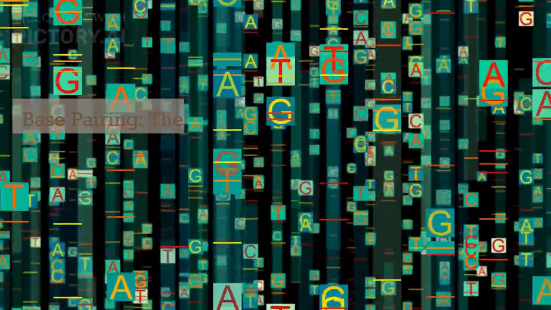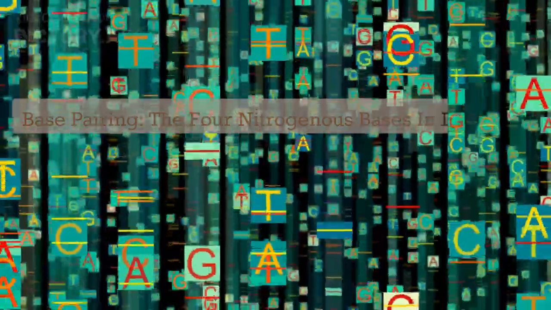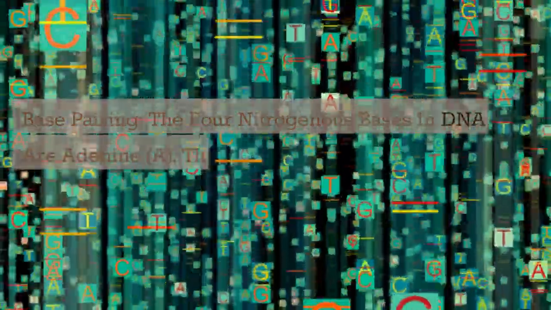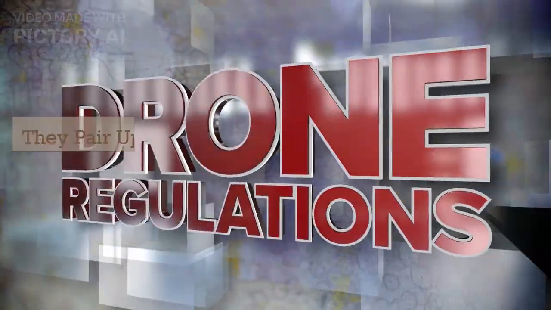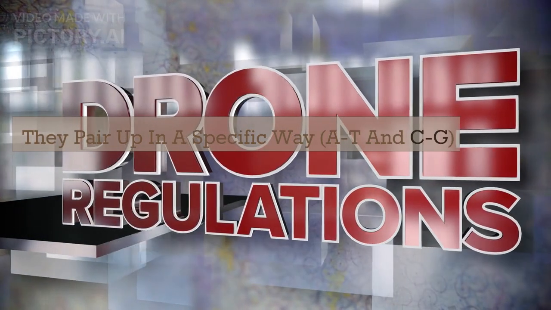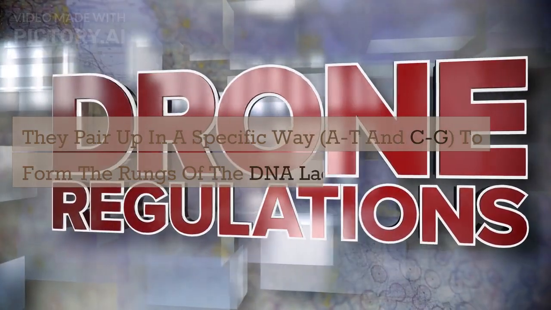Base pairing. The four nitrogenous bases in DNA are adenine, A, thymine, T, cytosine, C, and guanine, G. They pair up in a specific way, AT and CG, to form the rungs of the DNA ladder.